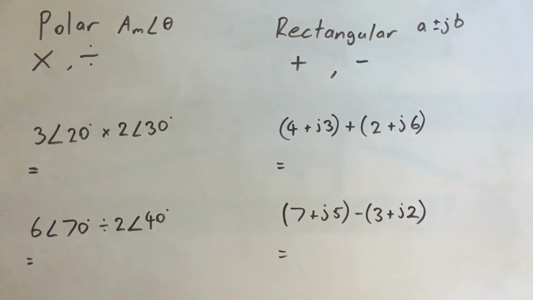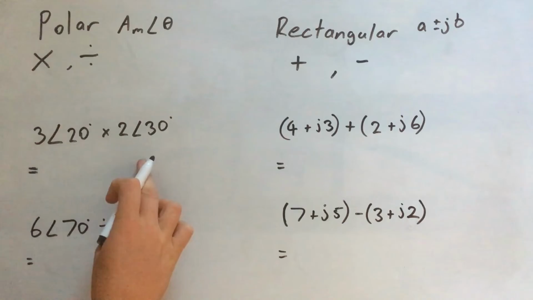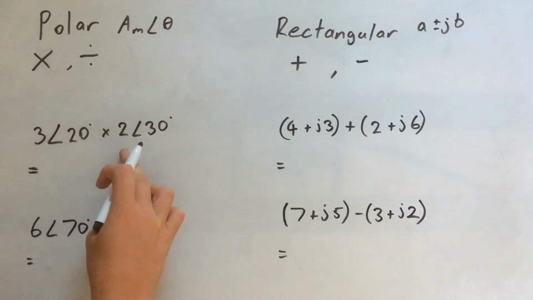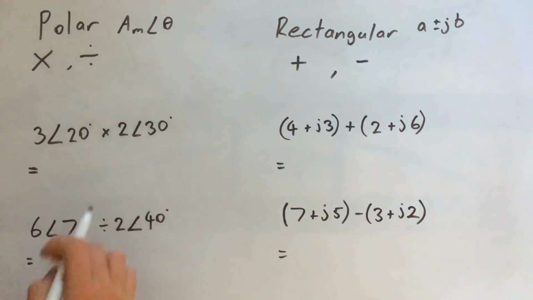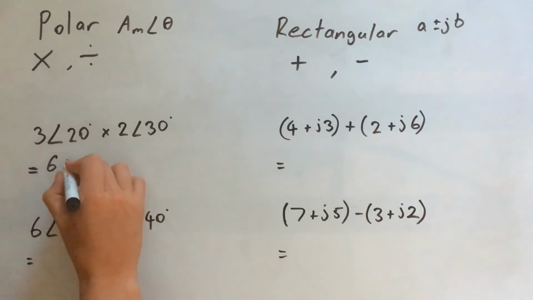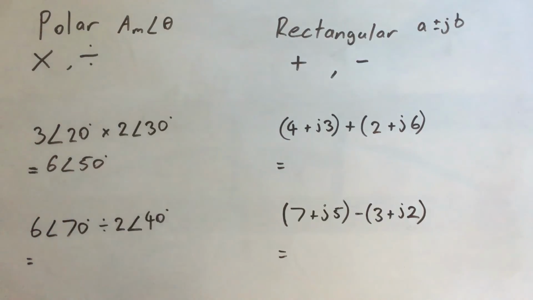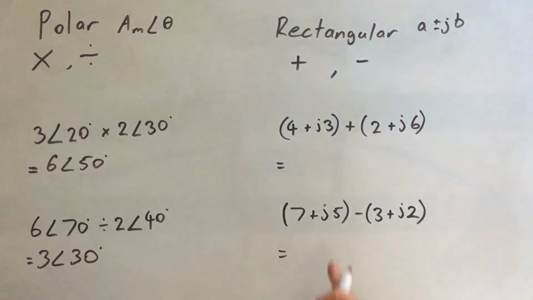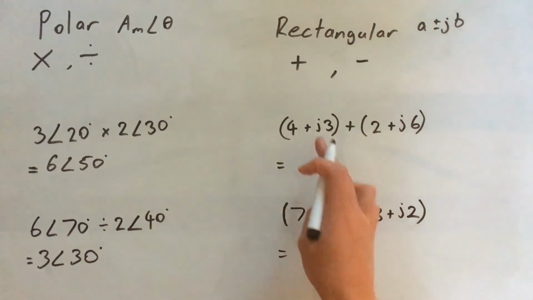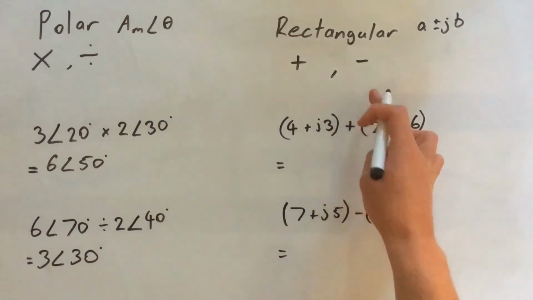When in polar form, we're able to multiply and divide. So when multiplying two polar numbers together, you multiply the magnitudes and then you add the angles, giving us 6 angle 50. When dividing two polar numbers together, you divide the magnitudes and then you subtract the angles, giving us 3 angle 30. In rectangular form, you're able to add and you're able to subtract.